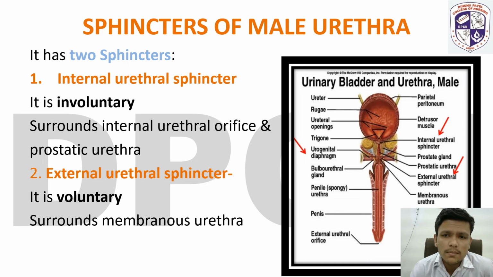Next, sphincters of the male urethra. There are mainly two sphincters of the male urethra: first of all, the internal urethral sphincter, and second, the external urethral sphincter. The internal urethral sphincter is involuntary and surrounds the internal urethral orifice and the prostatic urethra. Next, the external urethral sphincter is voluntary and surrounds the membranous part of the urethra. Okay, it is all about the male urethra. It has two sphincters, internal and external urethral sphincters.